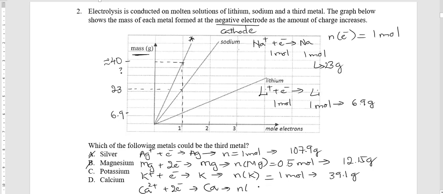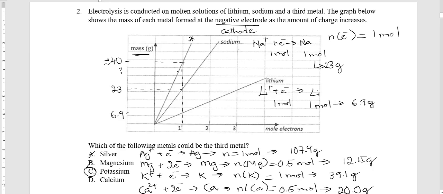Now the number of mole of calcium is going to be 0.5 mole if I have 1 mole of electron, and that means only around 20 grams in mass. So the final answer should be C, potassium.